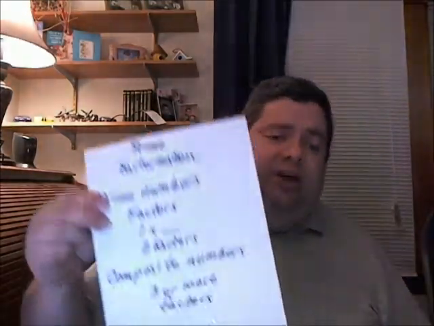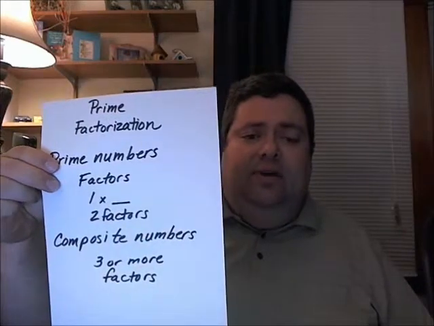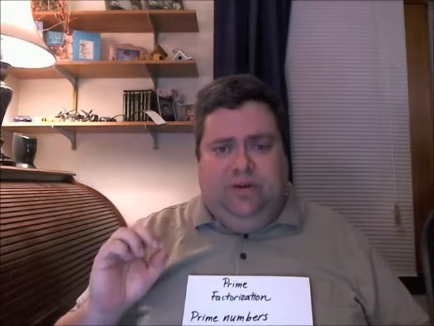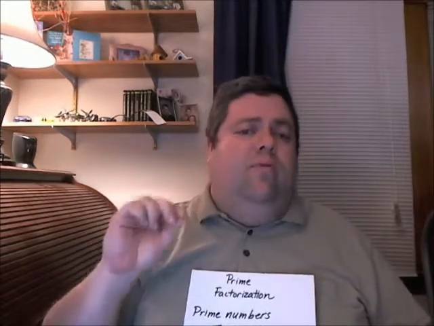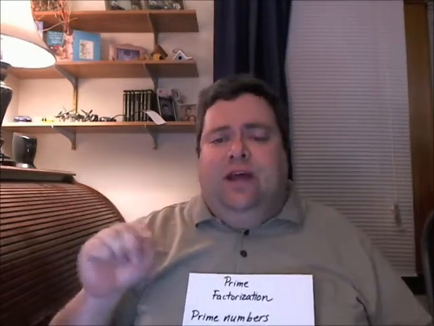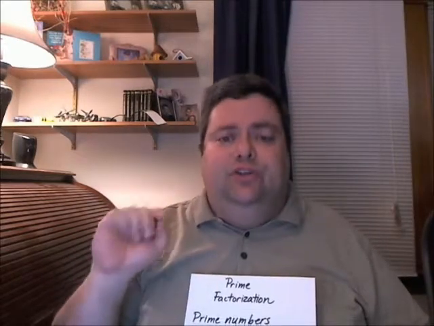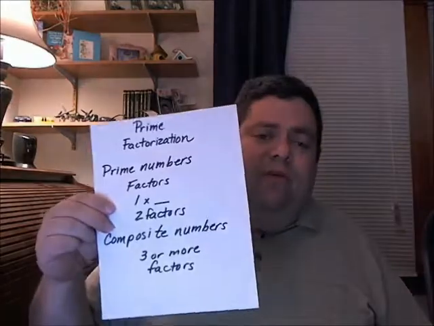Composite numbers, on the other hand, as you'll see on the bottom, are numbers that have 3 or more factors. We say 3 because of those special numbers like 4, where you have 1 times 4, and then 2 times 2, and really when we have 2 times 2, that's considered 1 factor, 2. So 3 or more factors, it's a composite number. 2 factors, it's a prime number.